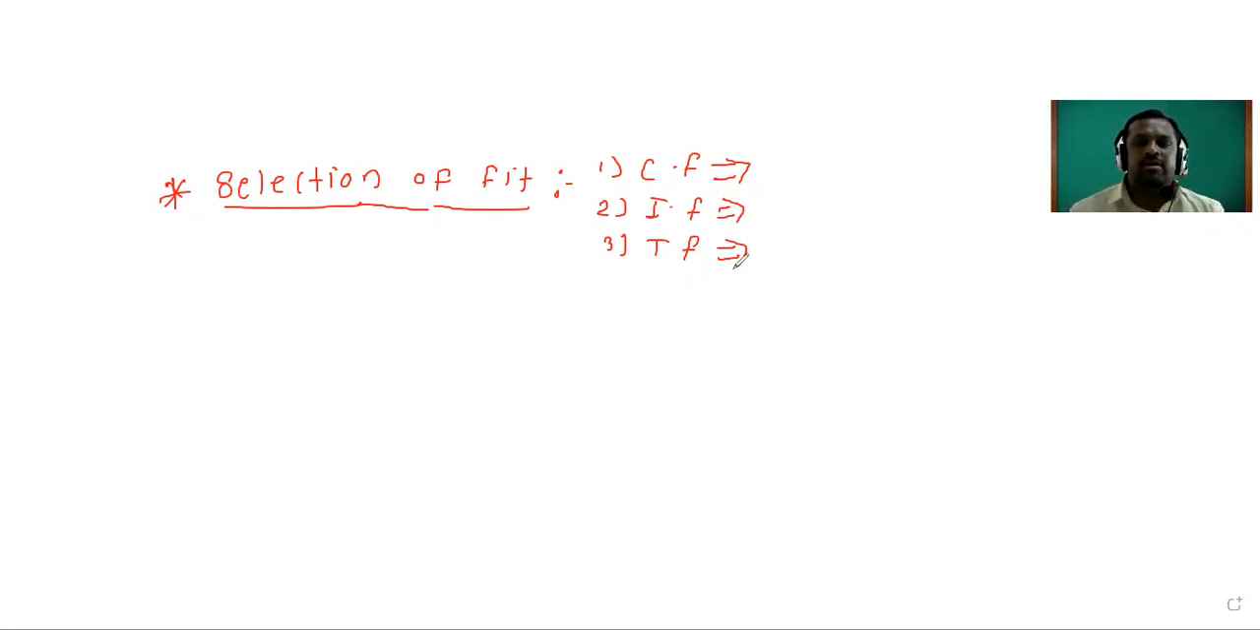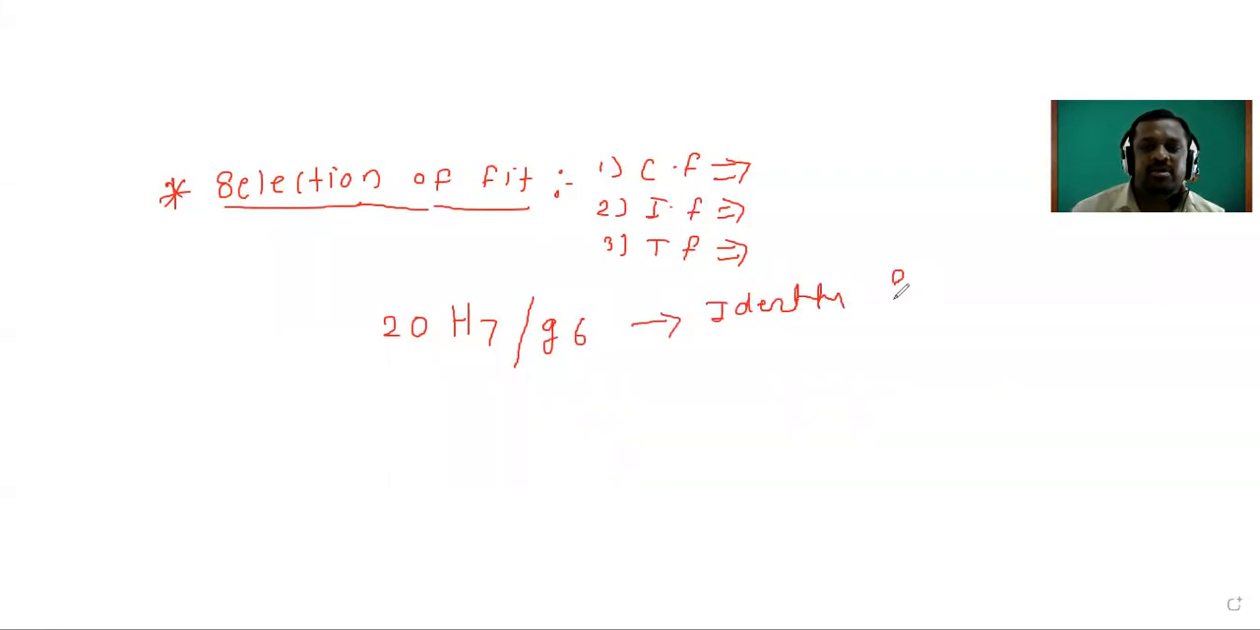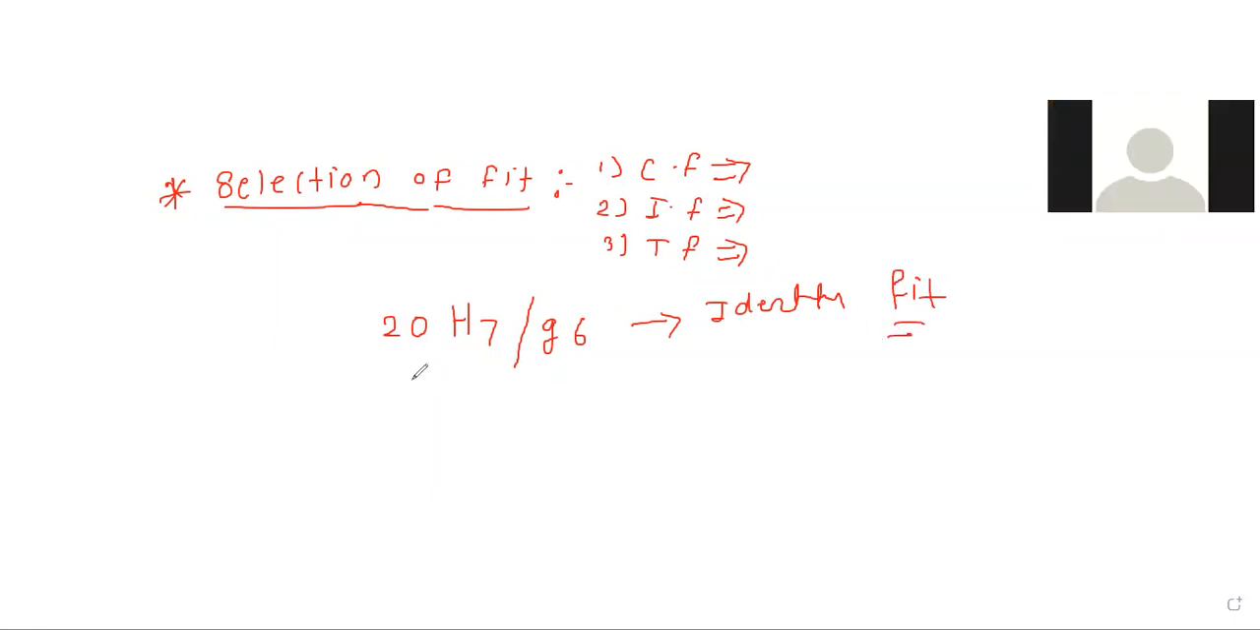It also we are knowing. Okay, so then how to identify the fit? Suppose in the exam they will ask a question like this, 20 H7/G6, and they will ask, identify the fit, or tell the type of the fit. How to identify the type of the fit here? Such a question they will ask.